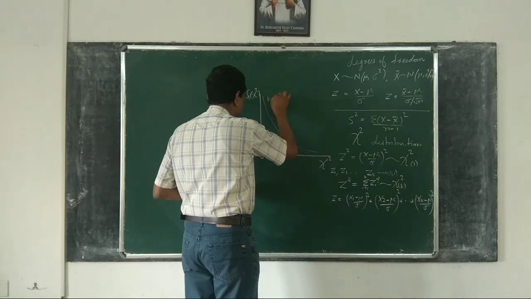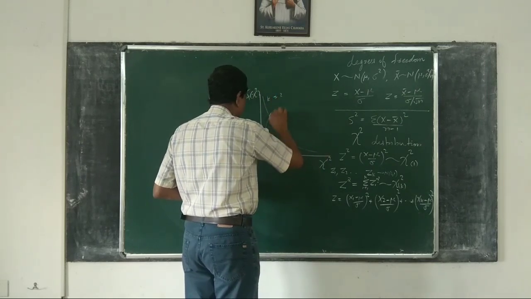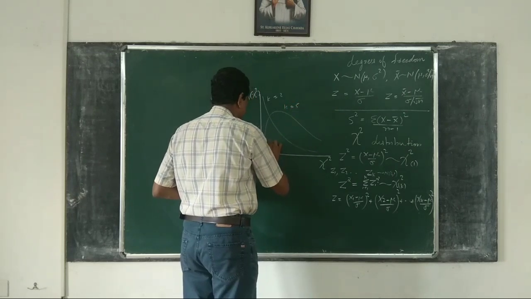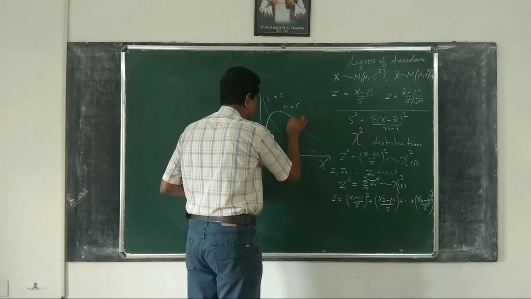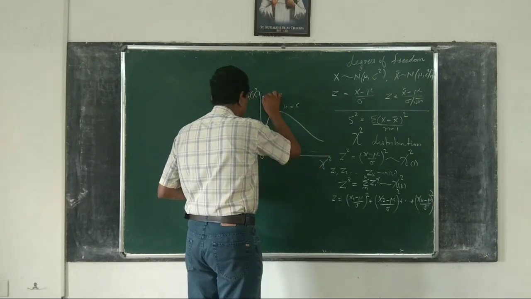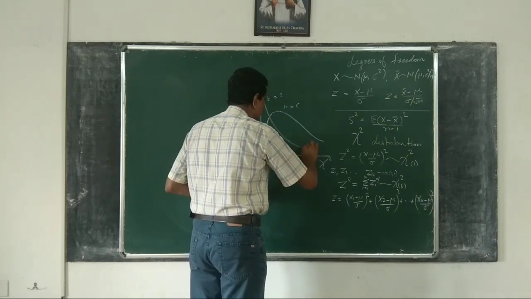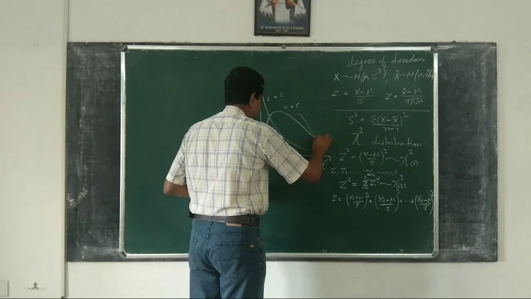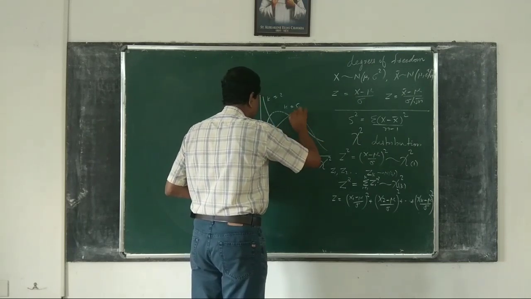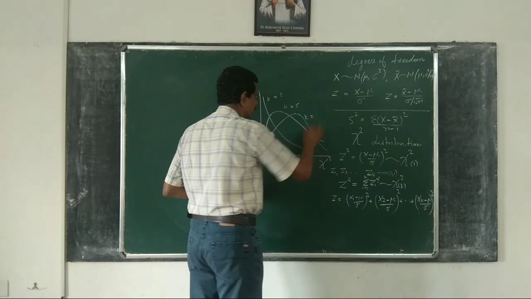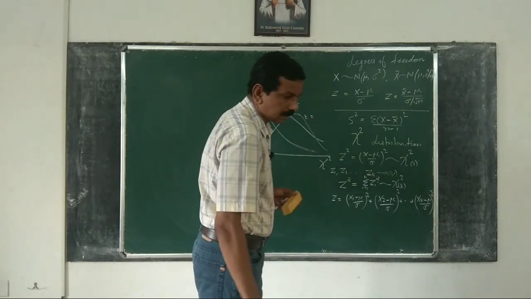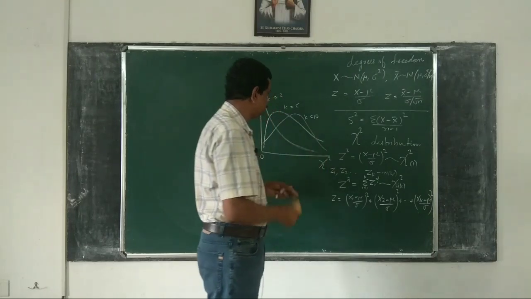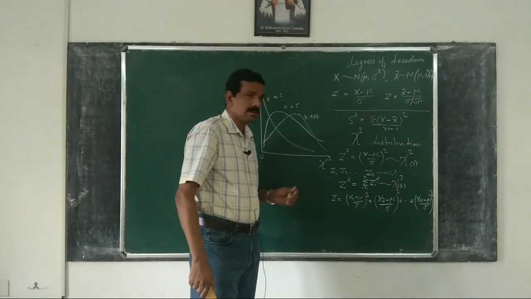So k is equal to 2. So k is equal to 5. But as degrees of freedom increases, it becomes more and more like a normal distribution. So degrees of freedom k is equal to 10. This is the shape of the chi-square distribution.